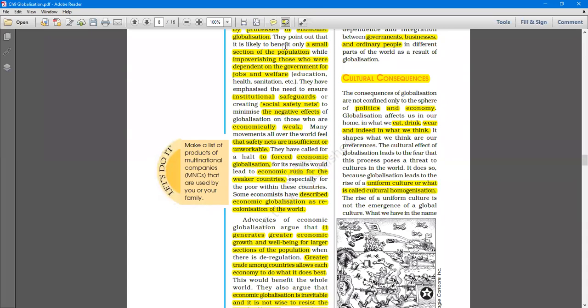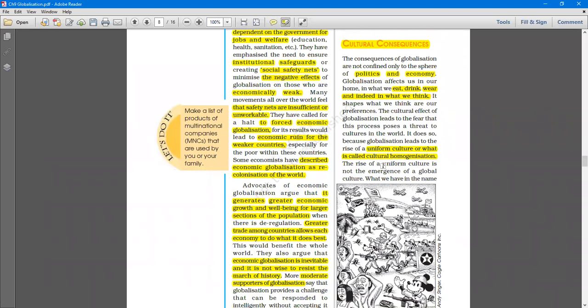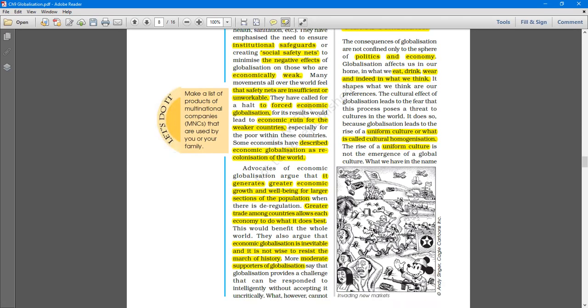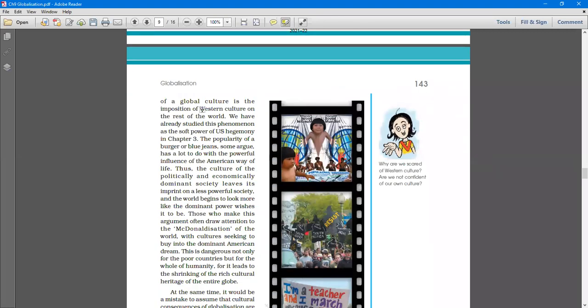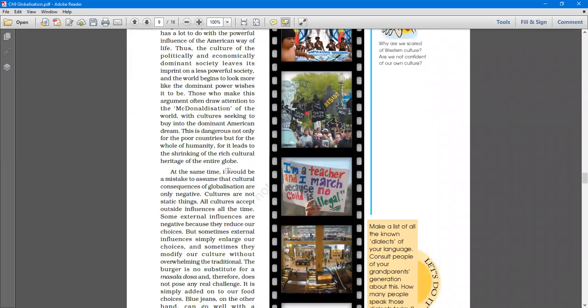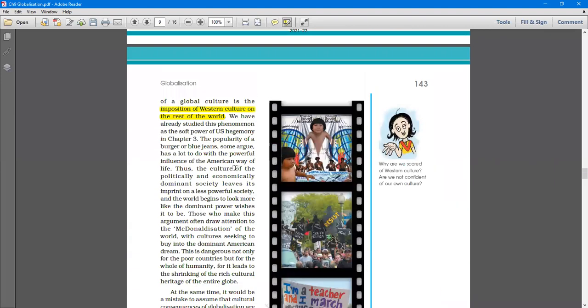going across the globe. So the rise of uniform culture, sir, is it bad to have a uniform culture? It is not bad to have uniform culture, but what about the local cultures? Because these have been the heritages. So the rise of uniform culture is not the emergence of a global culture. What we have in the name of a global culture is the imposition of Western culture on the rest of the world. This is a need of concern. This is very important to understand.